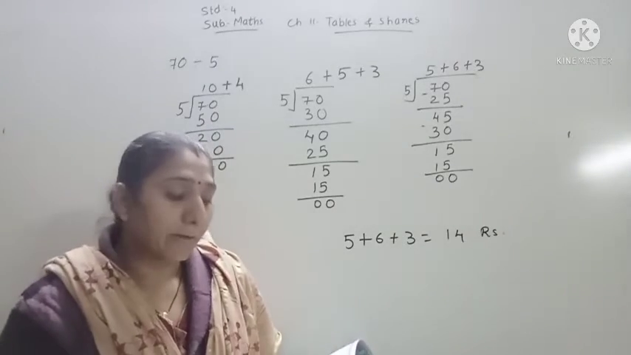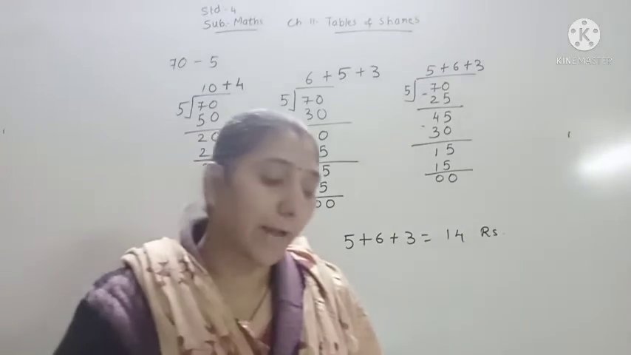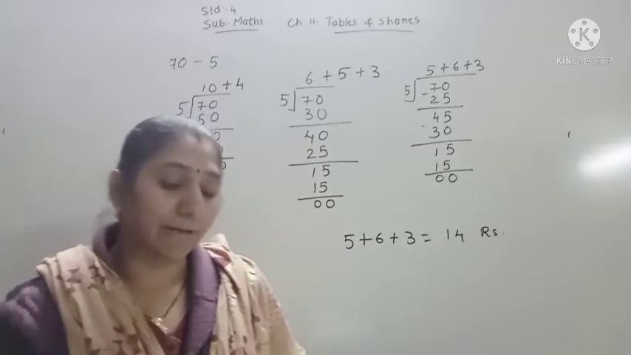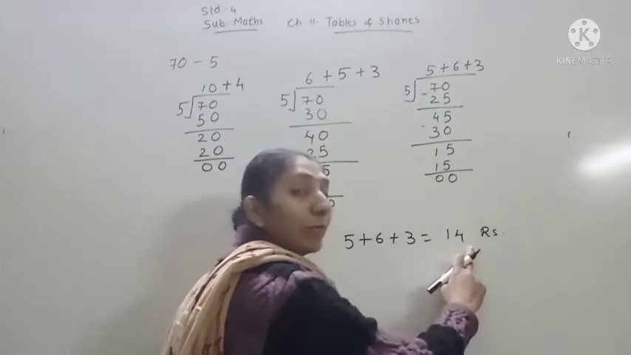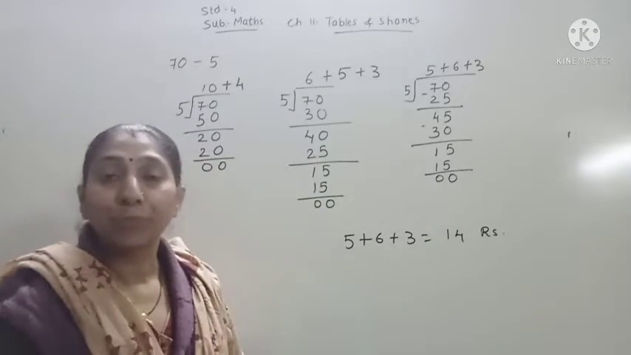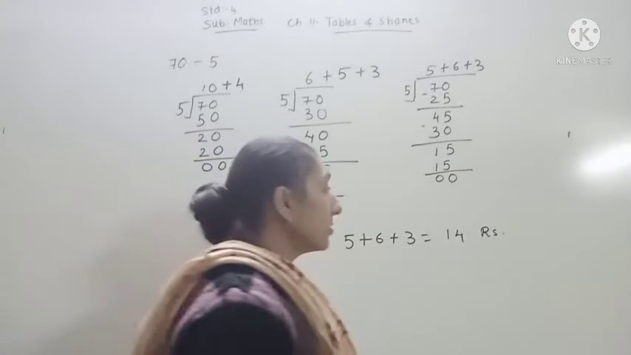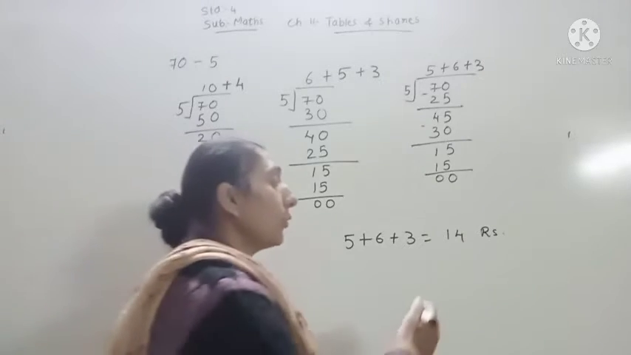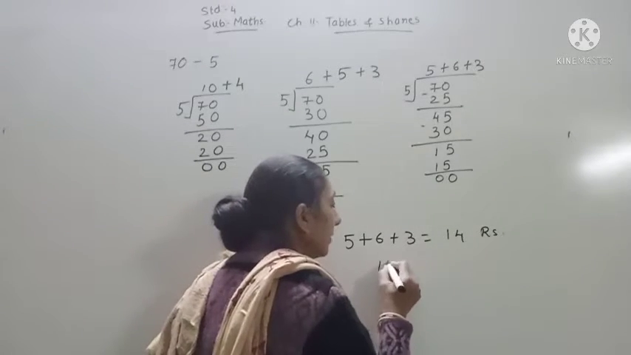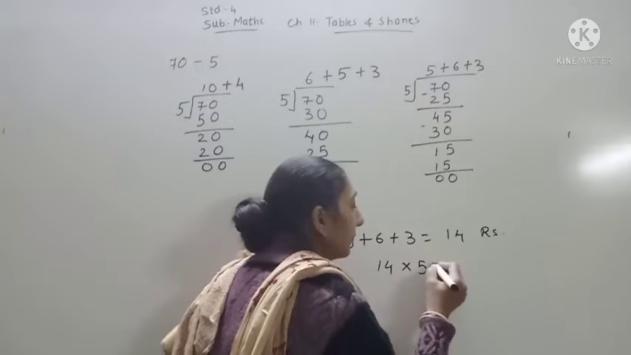Check your answer. Multiply your answer by 5 and see if you get rupees 70. Now how can you check your answer? Now you have distributed 14 rupees equally. So how will you know whether you have got the answer right or not? You have to multiply 14 by 5.